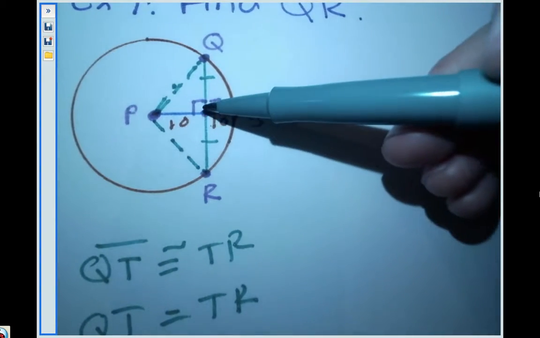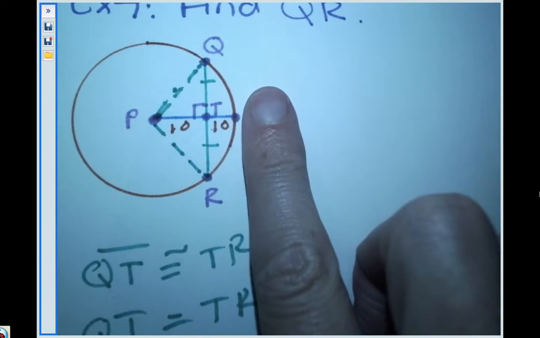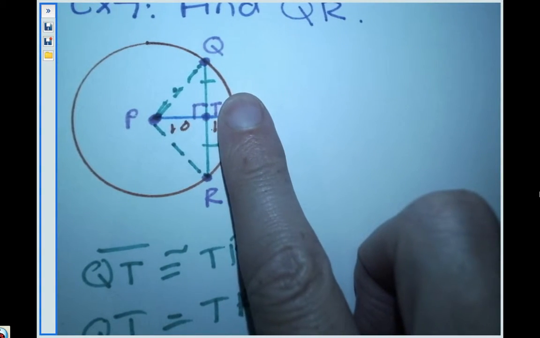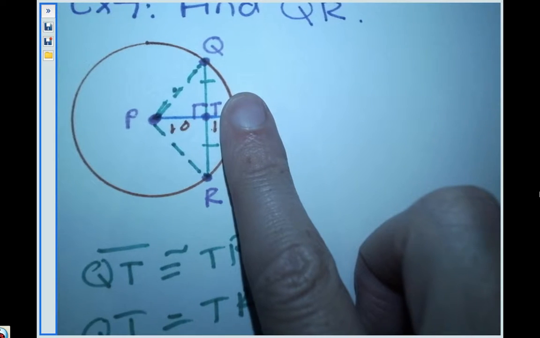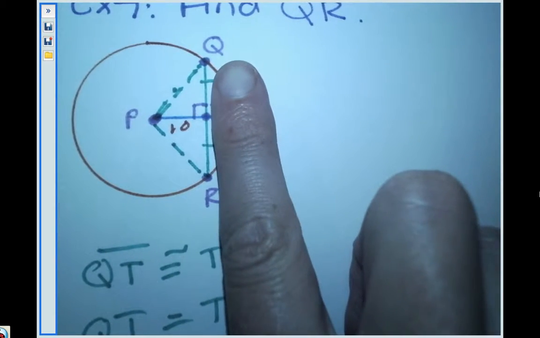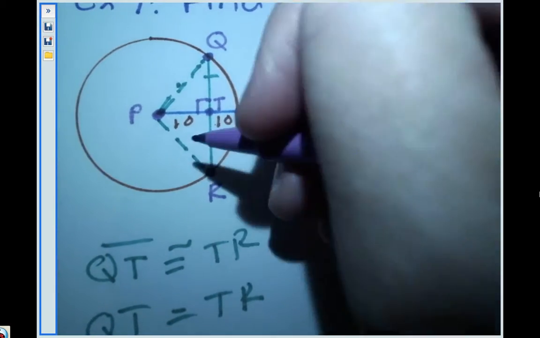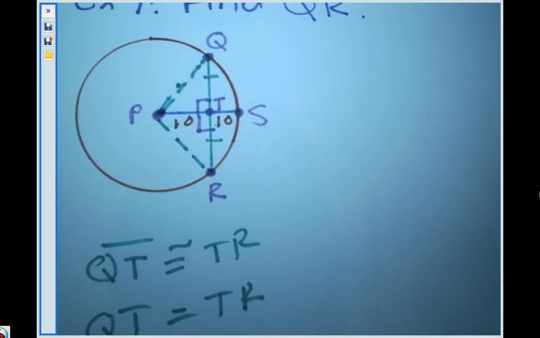Don't forget, if that's a 90-degree angle, since angles PTR and PTQ form a linear pair, they form that line right there. If one of my angles is 90 degrees, the other one is also. So I have two right triangles, and it doesn't matter which one I use.